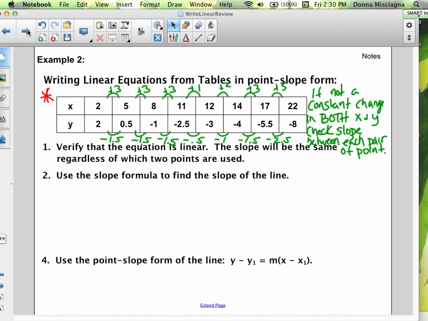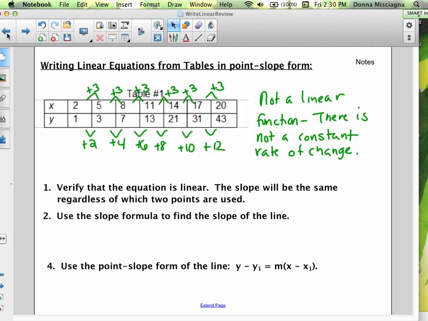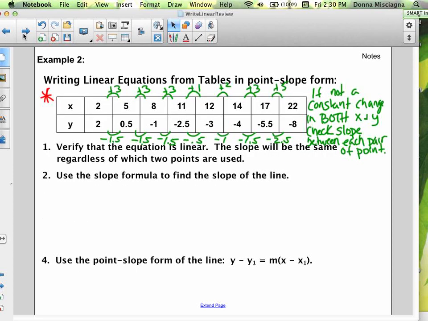Right, so this one is in your notes. Again, this time we don't have a constant rate of change in x or y. So we really can't tell. On the previous problem, because I had a constant change in x, we could tell this is not linear because we don't have a constant change of y. If we don't have a constant change in x or y, then we can't tell if it's linear unless we use the slope formula.